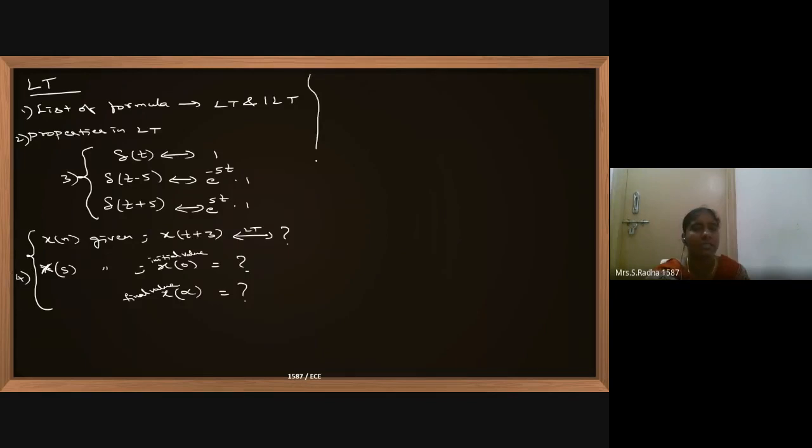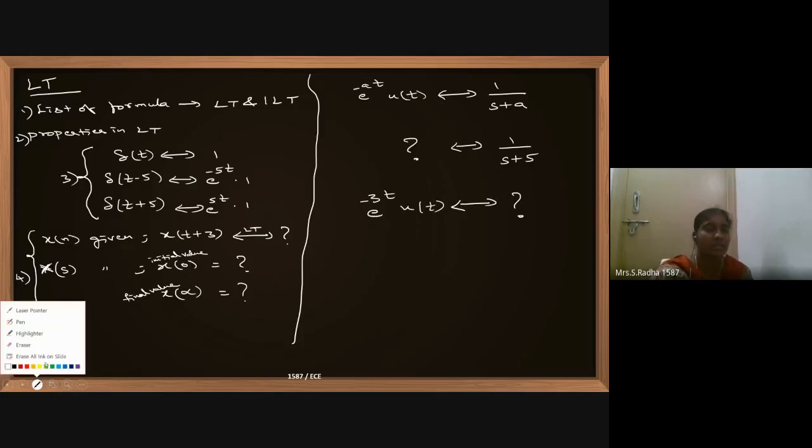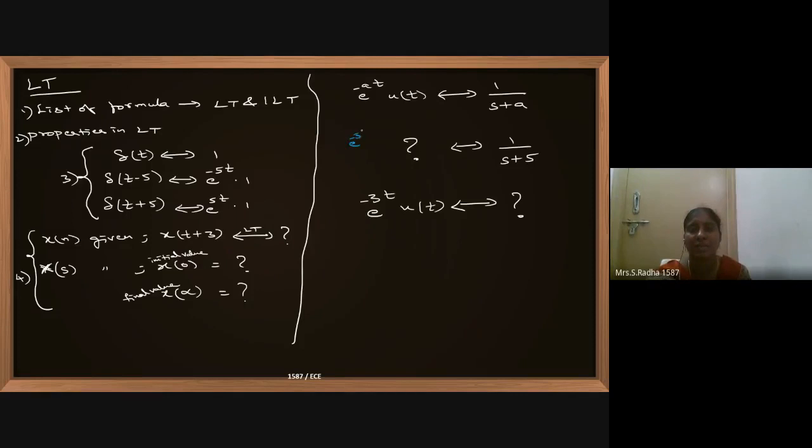In the Laplace transform, we know e power minus at u of t has Laplace transform 1 by s plus a. If they give 1 by s plus 5, what is the time domain? If they give e power minus 3t u of t, or e power 3t u of t, what is the Laplace transform? Similar models with another numerical may come. It is e power minus 5t u of t. Here it is 1 by s plus 3. So such questions may come.